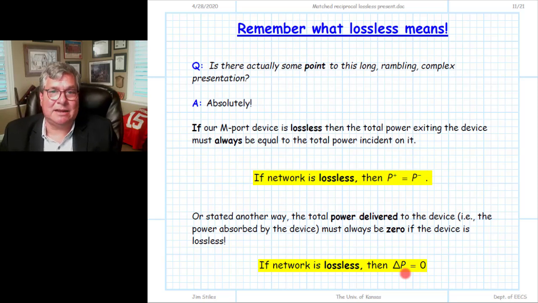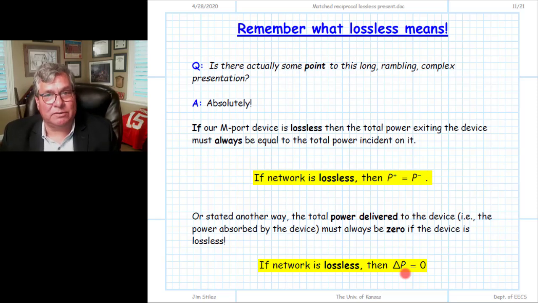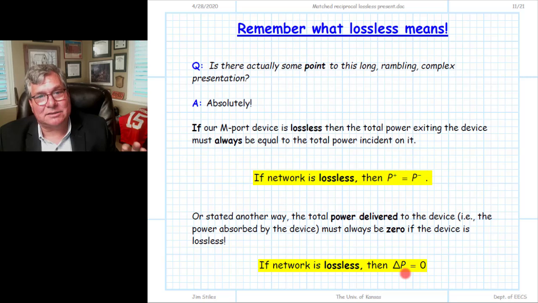Again, this doesn't mean that there's no energy flowing into port 1 or port 2 or port 3. We may have lots of energy pouring into port 1. It just means that we have to have an equal but opposite amount of energy pouring out of some other port or set of ports so that the net power flow is in balance. The net power flow is equal to zero. That's the definition of a lossless device. What does this statement mean to us mathematically?